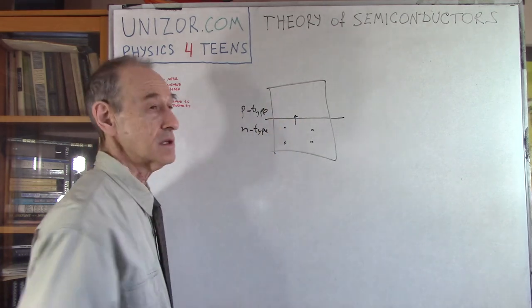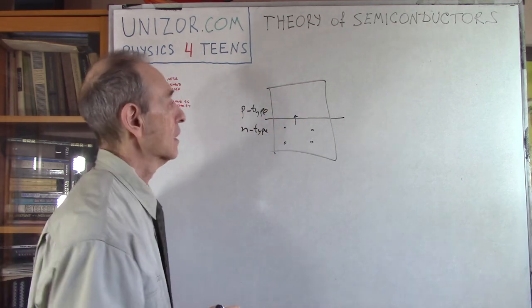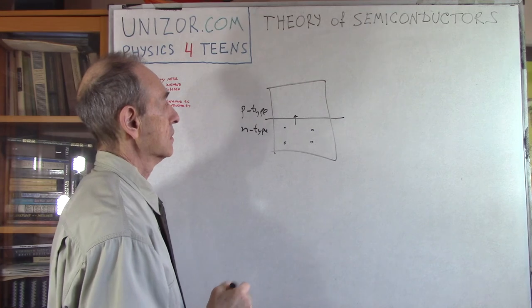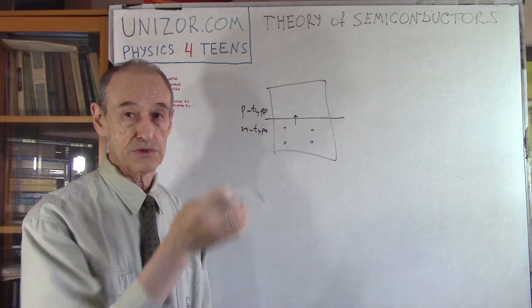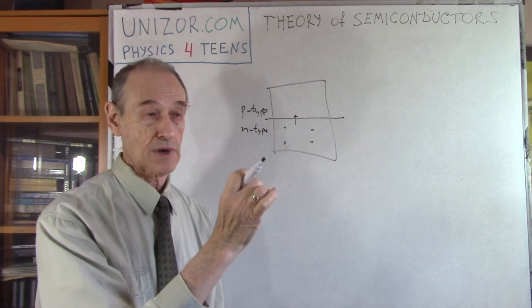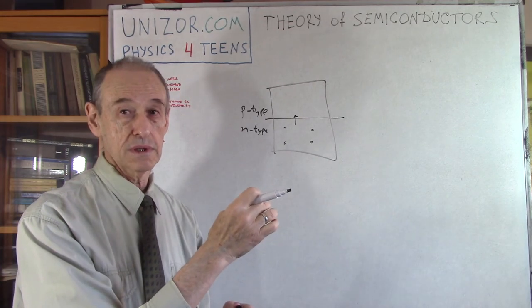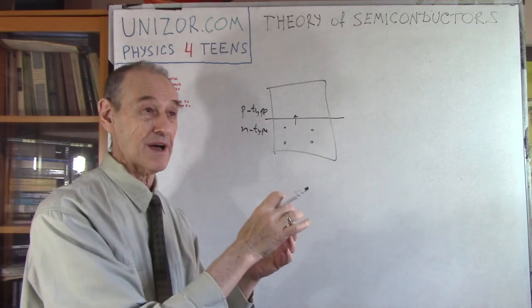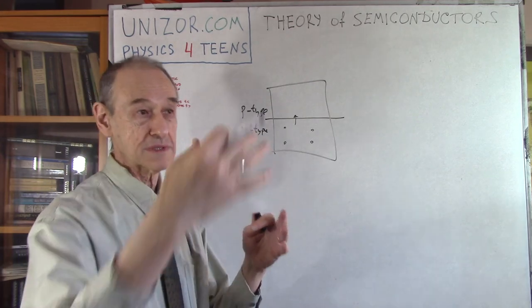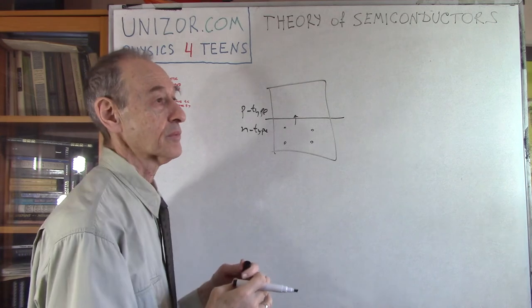Same thing here, analogously. There are holes here, because boron has only three electrons, so there is a hole in the crystallized structure which can be filled from another. So the holes are actually moving. Electrons are filling the hole, which means the hole is moving somewhere else.